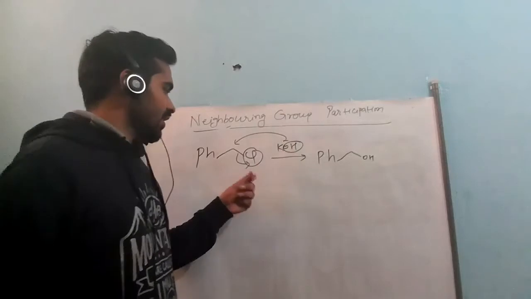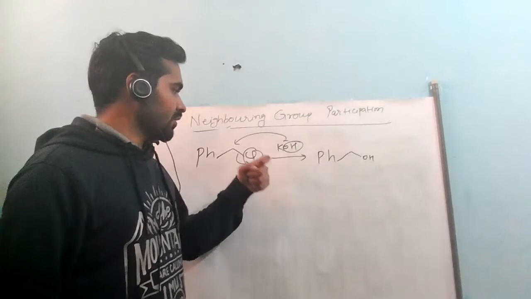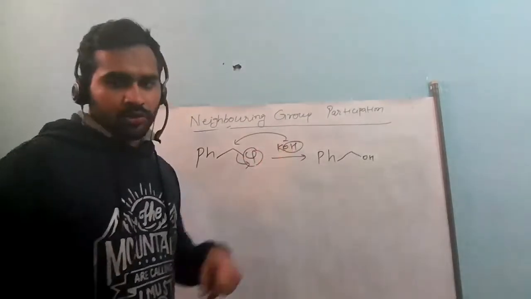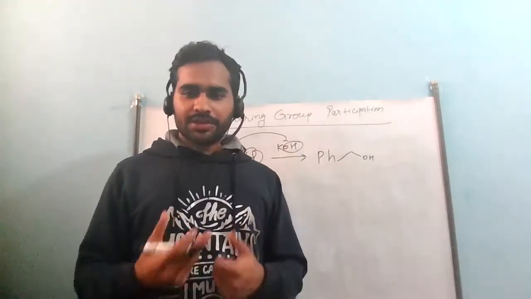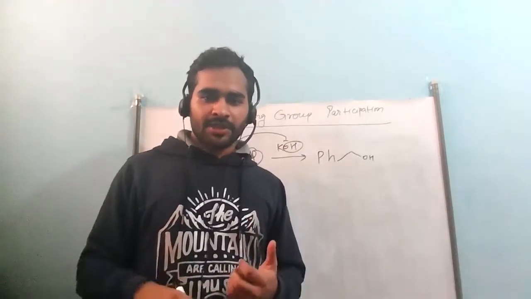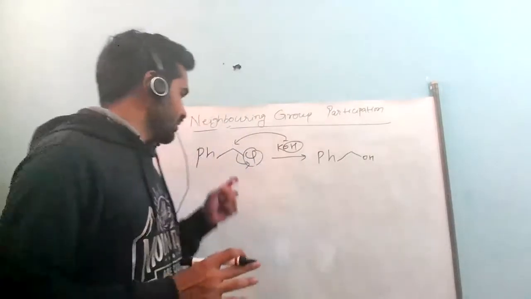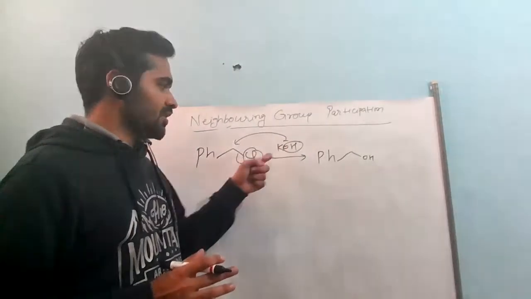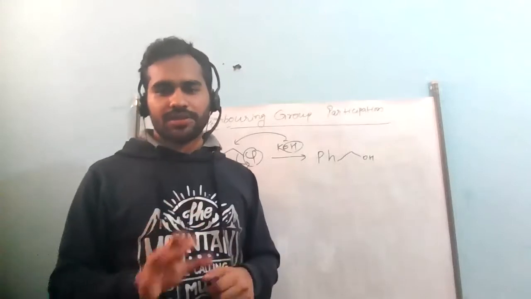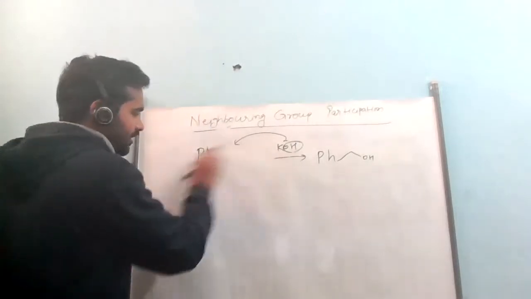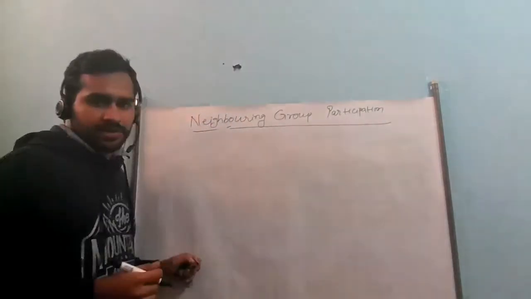Or we can say, in this reaction, one functional group, that is chloride, is replaced or substituted by another functional group, that is hydroxide. So on the basis of this, can you write what is the definition of substitution reactions? Yes, friends, we can say substitution reactions are those reactions in which one functional group is replaced or substituted by another functional group. These reactions are known as substitution reactions. Okay, friends, based on this, we will learn now neighboring group participation.